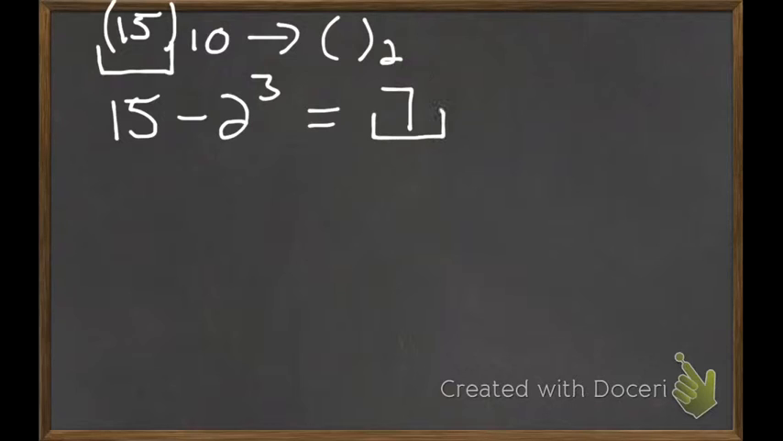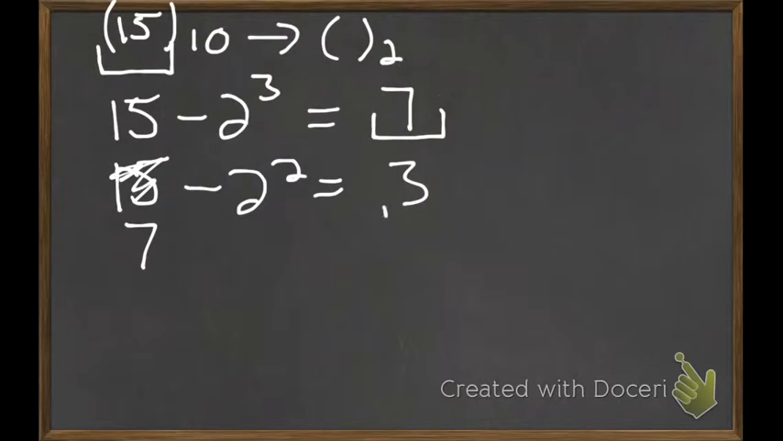And you continue this for 7. So we know that 2 to the 3 is 8, which is greater than 7. So we're going to do the previous power and subtract that from 7. So 7 minus 2 to the 2, that's 7 minus 4, which is equal to 3.